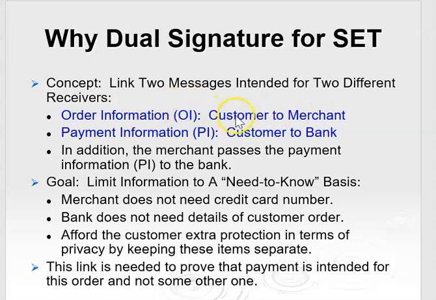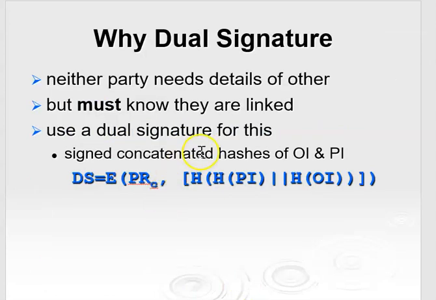Order information is sent from the customer to the merchant. Payment information is sent from the customer to the bank. In turn, the merchant passes the payment information to the bank. This is the way in which the payment is intended for this order and not for some other one. So why do we use dual signatures? Neither party needs details of the other, and these are linked together.